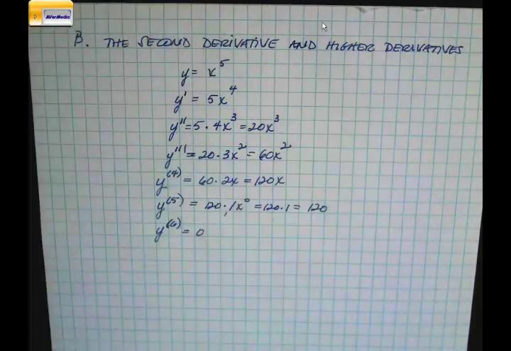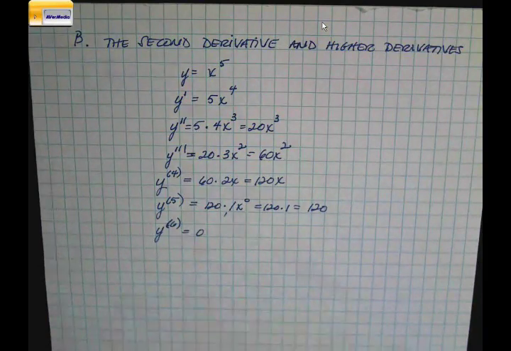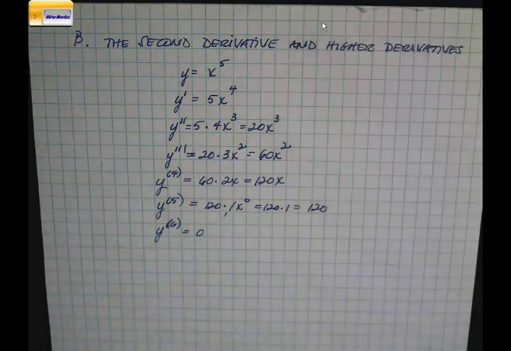Okay, and the sixth derivative would be the derivative of 120, which is 0, because the derivative of a constant, the derivative of a number, is just 0. So there's a bunch of derivatives, or the higher order derivatives. We can do this as far as they need us to do it. And so that just shows you kind of how you go through the process.